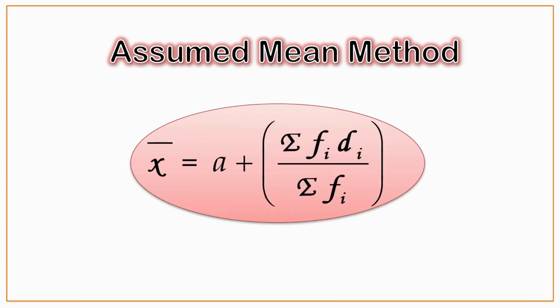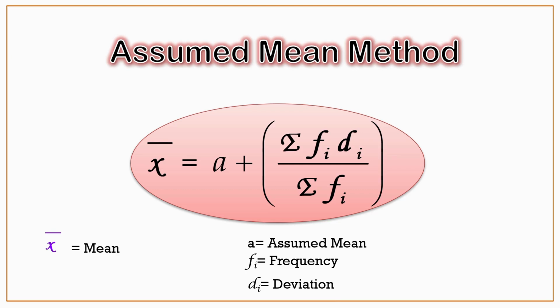The formula for the assumed mean method is x bar, that is the mean, equal to a plus summation of fi di by summation of fi. Now I know that you will not be able to understand what is a, what is di. So I will explain everything in detail with an example. Here x bar is the mean, a is the assumed mean, fi is the frequency, and di is the deviation. We will learn each and everything with the help of the problems.